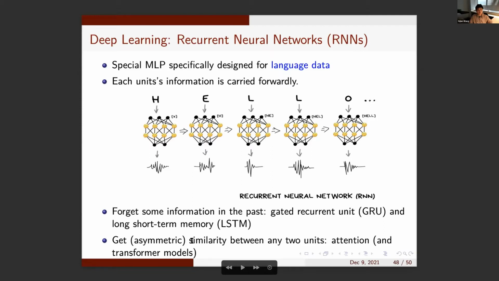So attention is just to get the similarity between any two units, but here it is actually an asymmetric similarity. And based on this similarity, we further build the deep learning model, actually a multi-layer neural network, that is called the transformer model. So nowadays, the attention-based transformer model has been shown to have the best performance.